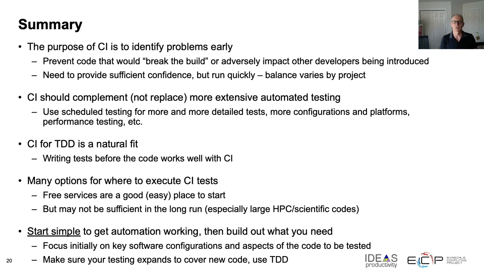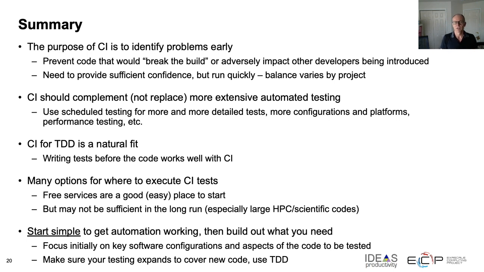So to summarize, the purpose of continuous integration is to really identify problems very early and prevent code that would potentially break the build or adversely impact other developers from being introduced into the code base in the first place. The important thing is, though, everyone needs to have confidence that that's the case, right? So you have to balance the level of testing you do by the speed of the tests.